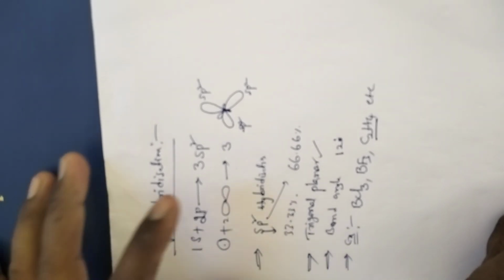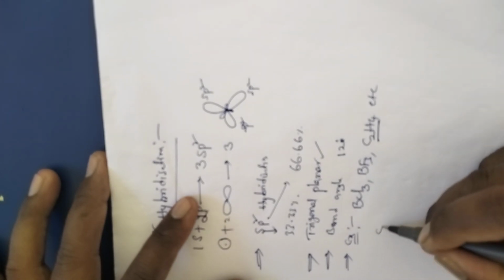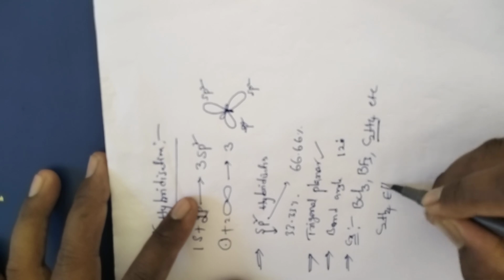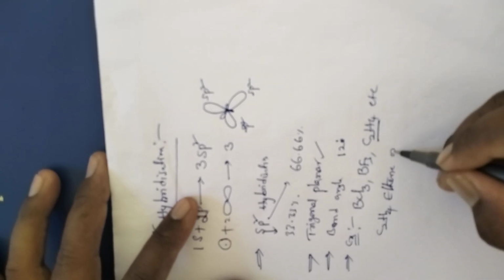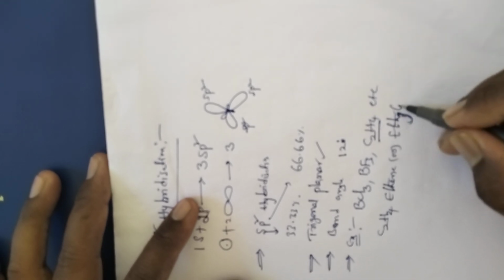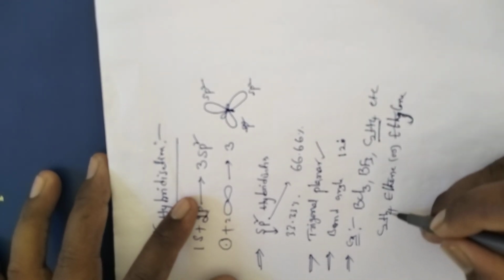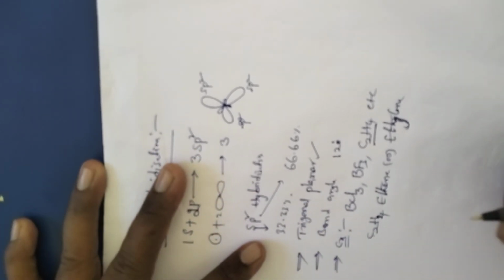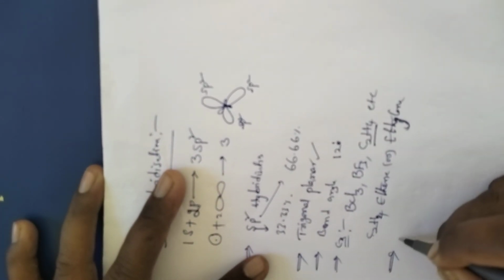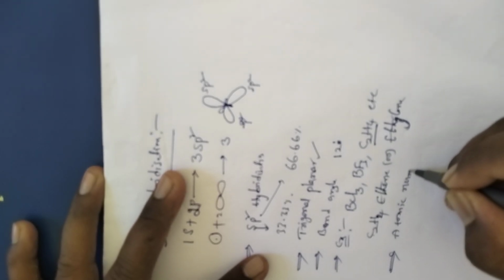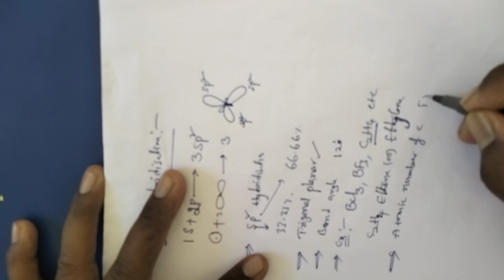C2H4, that is called ethylene. What is the chemical formula of ethylene? It is also called ethene, and also ethylene. In C2H4, each carbon atom undergoes sp2 hybridization. The atomic number of carbon is 6.